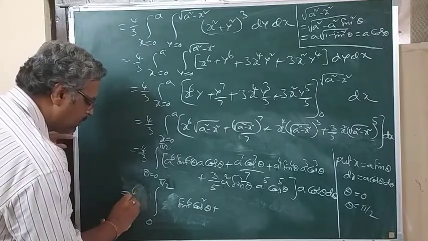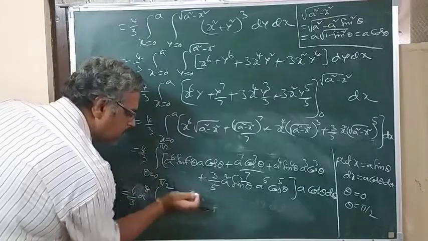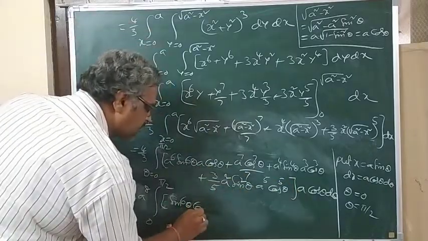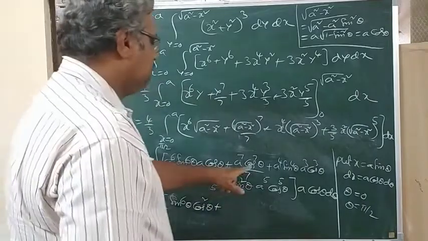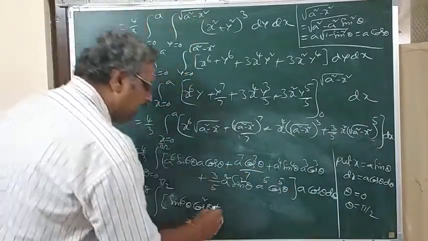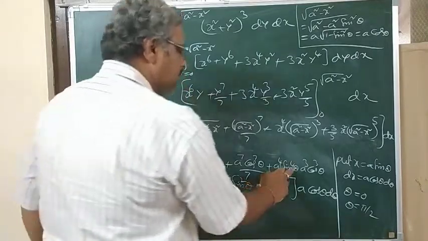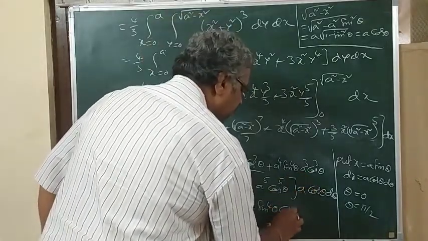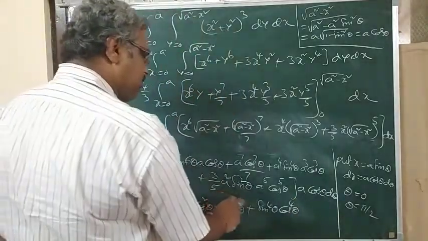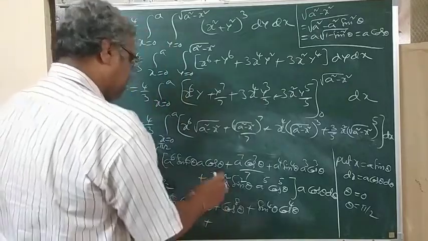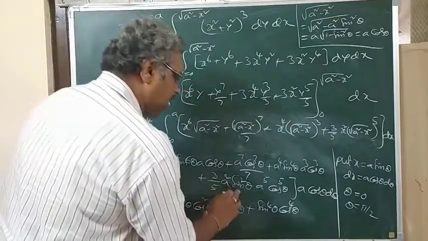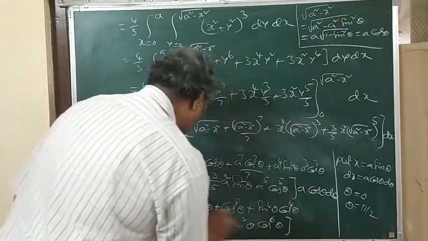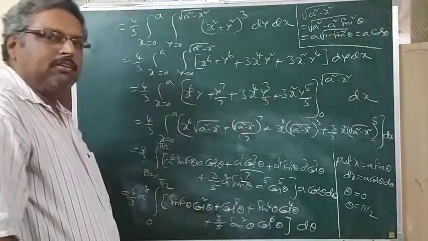4 by 3 a power 8. Now the first term is sin power 6 theta cos theta into cos theta, cos square theta, plus sin power 7 theta cos power 7 theta into cos theta, cos power 8 theta, plus sin power 4 theta cos power 4 theta, plus here 3 by 5 times sin square theta cos power 5 into cos power 6 theta, d theta. Now we will integrate with respect to theta.